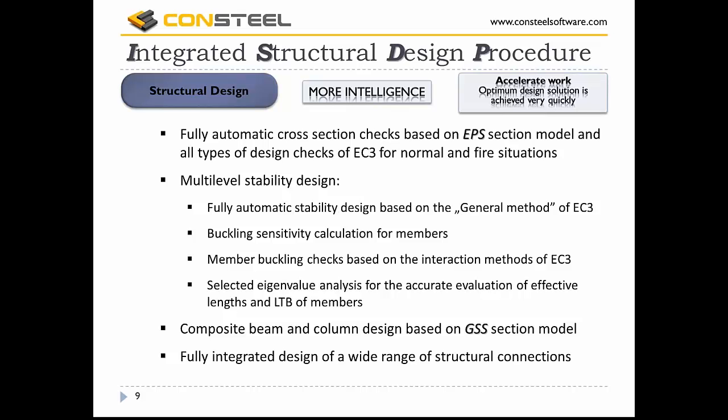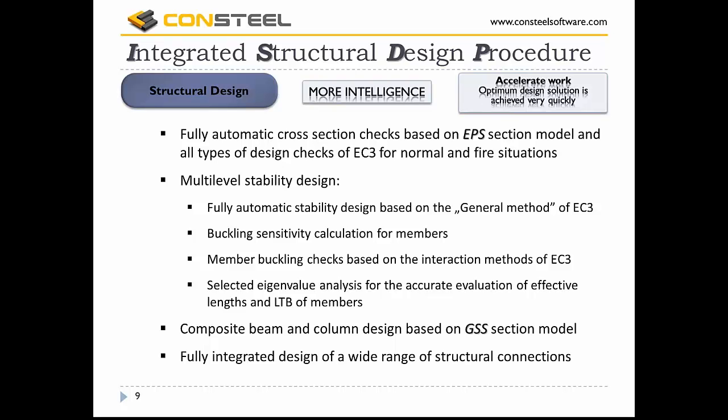The first point is a fully automatic cross-section check based on a special thin-walled EPS section model, which means elastic plate segment model, for all types of design checks of Eurocode for normal and fire situation. It includes the automatic classification of the section, automatic generation of the necessary effective cross-section if we have class 4 cross-sections, automatic selection of relevant and dominant design checks if it is elastic, plastic, or effective, and a fully automatic check.